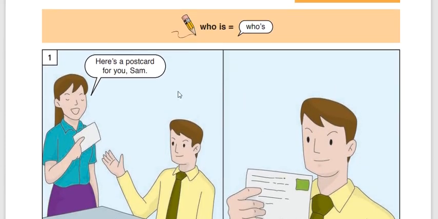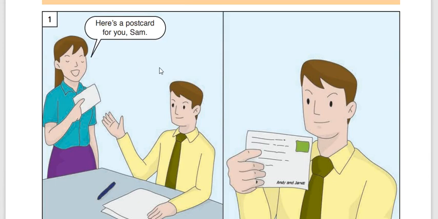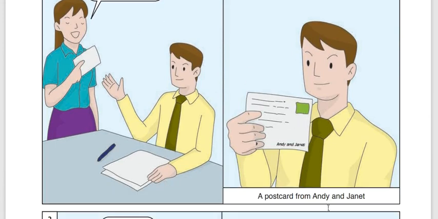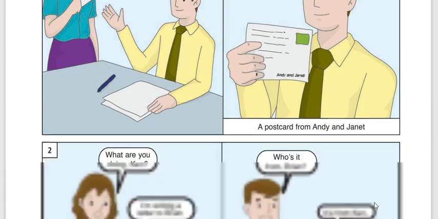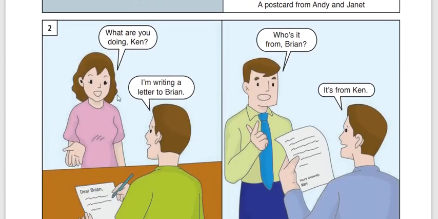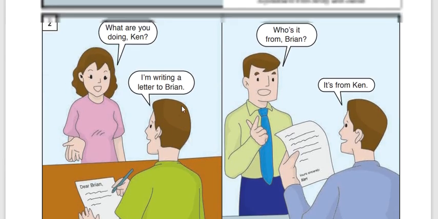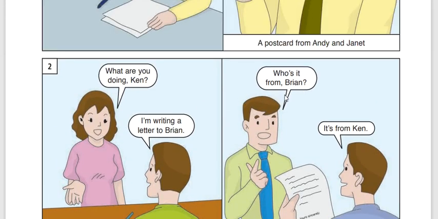Okay, who is whose? Here is the postcard for you, Sam. A postcard from Andy and Janet. Picture 2. What are you doing, Ken? I'm writing a letter to Bran. Who is it from, Bran? It's from Ken.